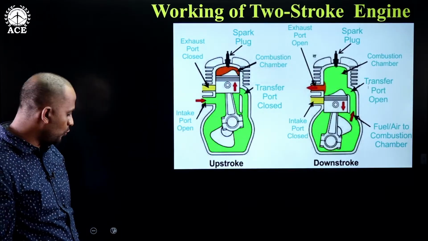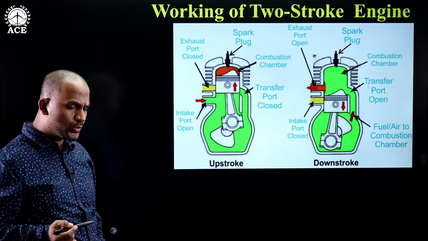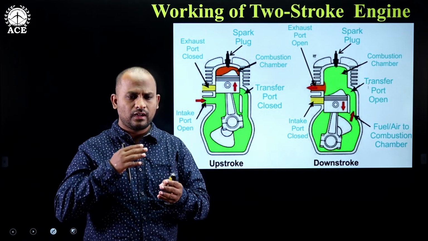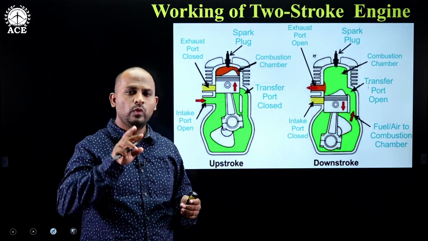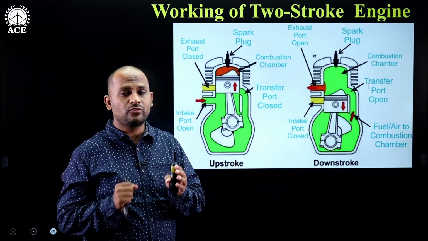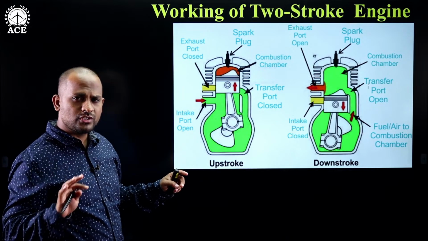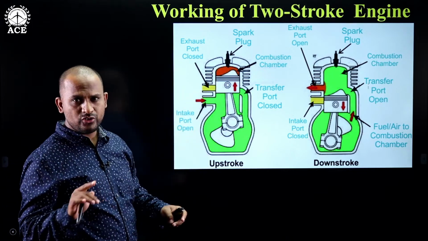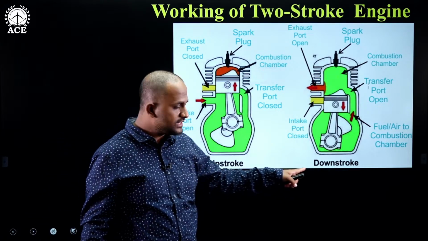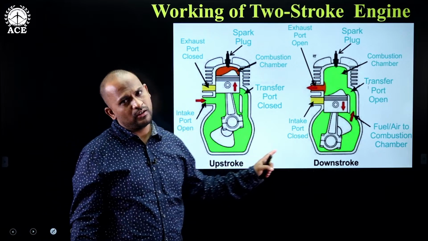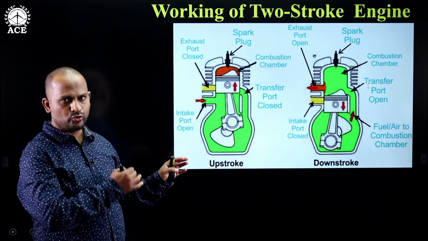Now coming to the working of the two-stroke engine. What does a two-stroke engine mean? All the sequence of operations, that is suction, compression, expansion and exhaust, are completed in two travels of the piston. When the piston moves only two times between TDC and BDC, all four processes are done. Then it is called a two-stroke engine. So in this we have two strokes: the first one is the upstroke, the second one is the downstroke.